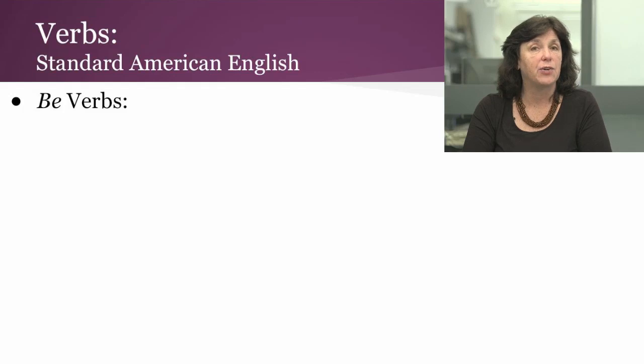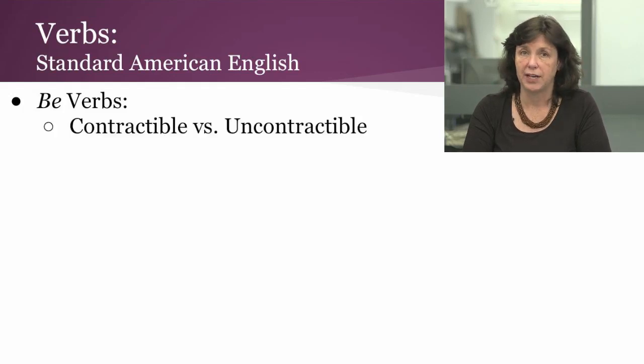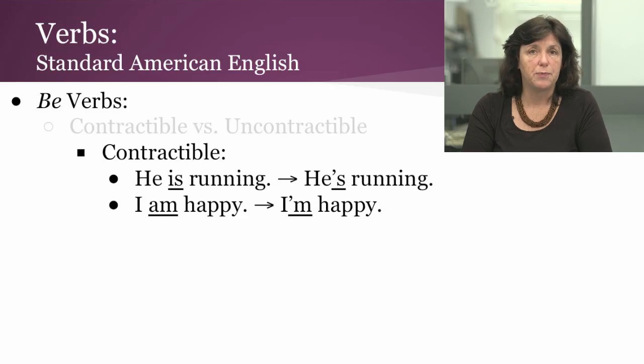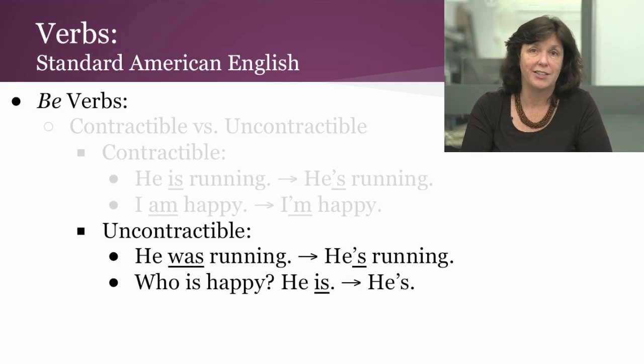There are also two different categories of be verbs, contractable and uncontractable. With contractable be verbs, you can form a contraction with a verb. So he is can contract to form he's, as in he's running, and I am can contract to form I'm, as in I'm happy. Uncontractable verbs cannot be contracted. For example, if we take the past tense, he was running, we can't contract the verb was without losing its meaning. He's running provides no indication that it happened in the past. Similarly, if you're answering the question, who is happy, with he is, you can't contract the verb into he's.